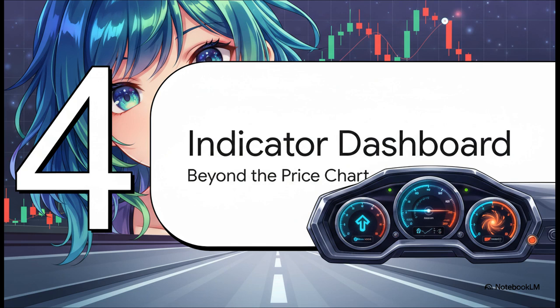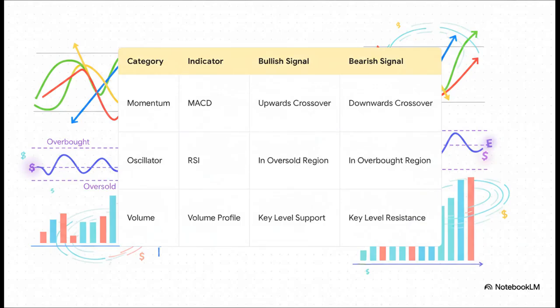So far, pretty much everything we've looked at happens right on the price chart itself. But what if you want more data? What if you want to look under the hood? Well, that's where indicators come in. Think of them like the dashboard in your car. They aren't the road, but they give you critical info about your speed, your momentum, and how the engine is doing. This table breaks them down really nicely.